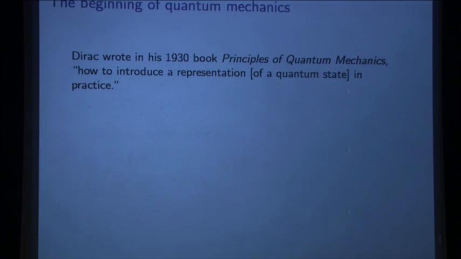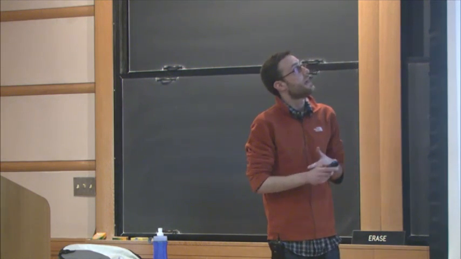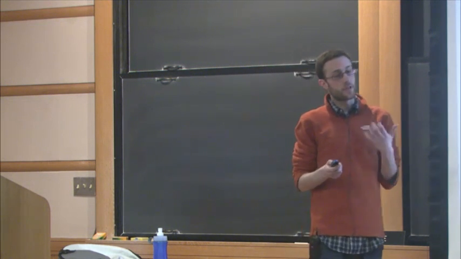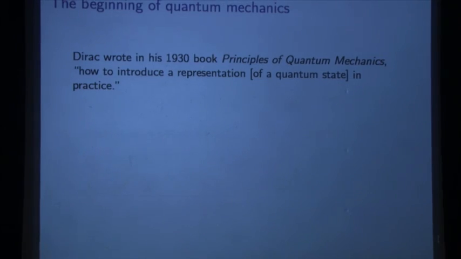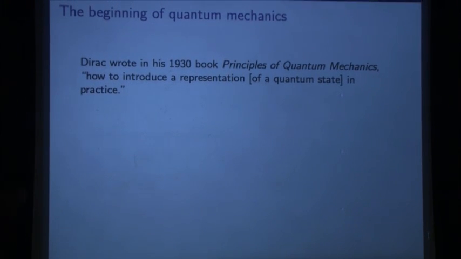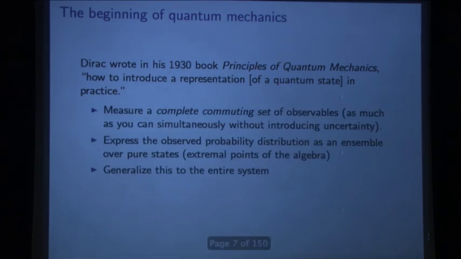So here you are at the beginning of quantum mechanics. Well, here Paul Dirac is at the beginning of quantum mechanics, and he's writing the first textbook about the principles of quantum mechanics. In his textbook, he writes this particular part on how to introduce a representation of a quantum state in practice. And what he says is that you first measure what he calls a complete commuting set of observables.